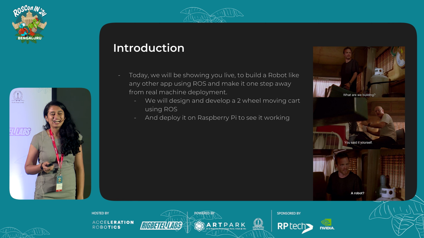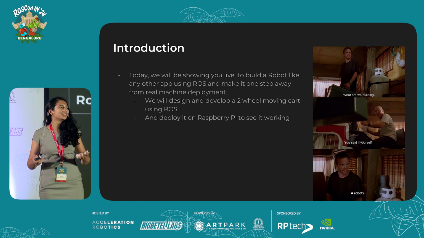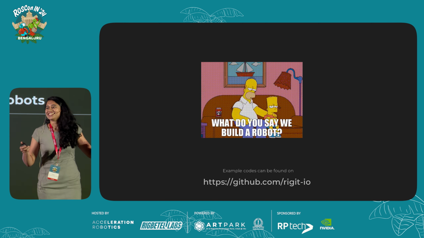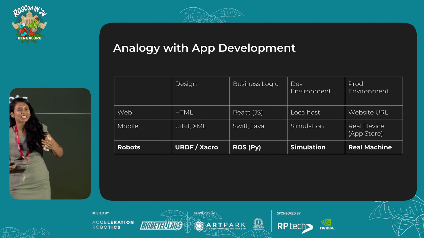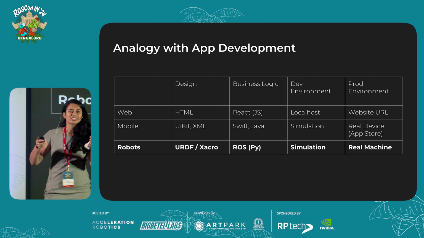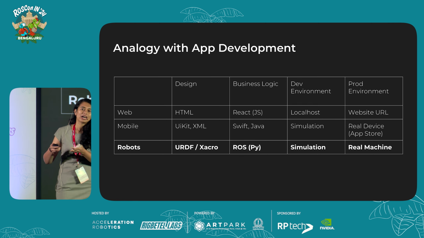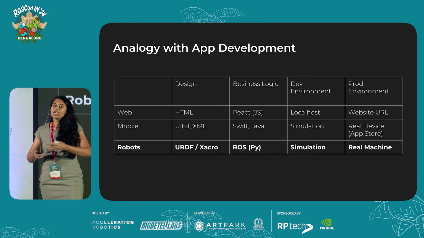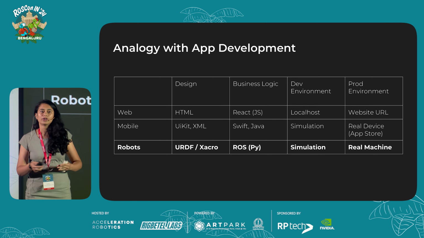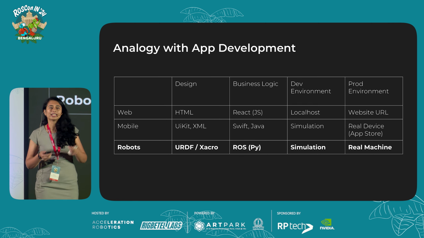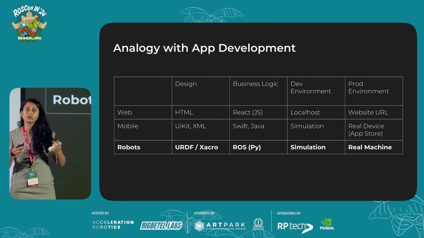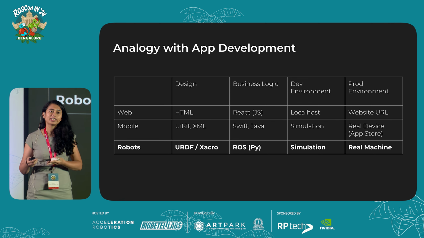Yes. So how many of you have built a web or mobile app over here? Yeah, so I'm sure you can see these building blocks. You have the design, business logic, then you have the development environment and a production environment. We are going to use this framework to see how we can build a robot using Rigit. And let us keep this forward as a framework, and we'll explore how our ROS architecture can help us with it.